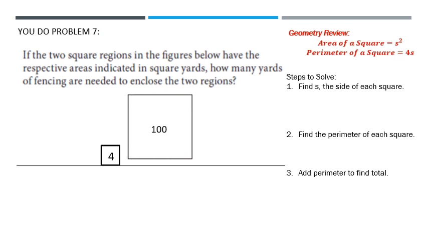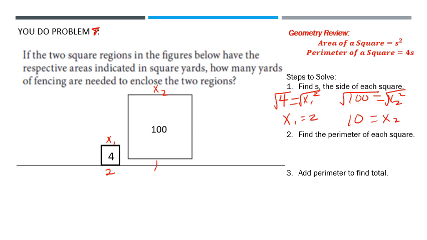All right, let's see how you did. Let's say 8. So finding S for this one. We have our area. So we'll look for x1 here and x2 here. So we have area, which is 4 equals x1 squared. So I'm going to take the square root. So we get x1 equals 2. So we know that each one of our sides equals 2. Then we have 100 equals x2 squared. We're going to take the square root of both sides. Gives us 10 equals x2. So we know that each side is 10.